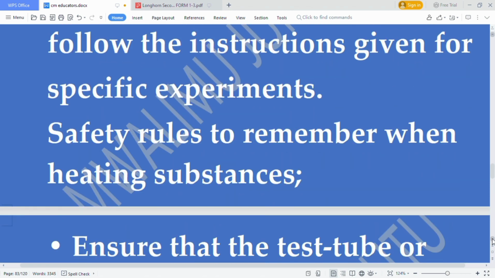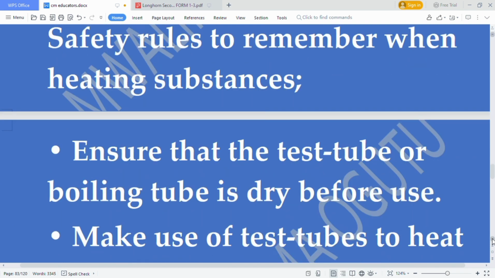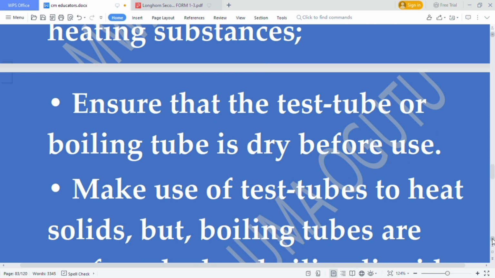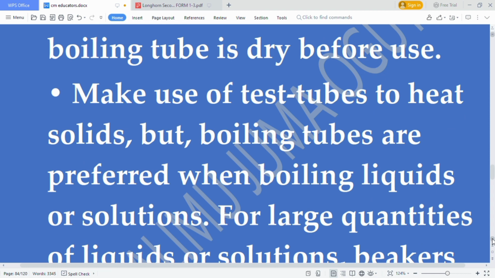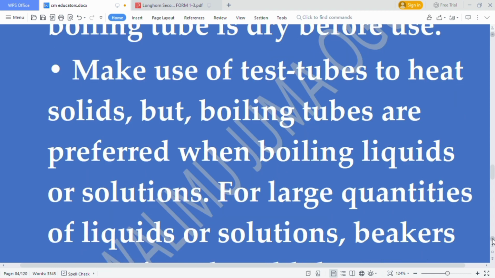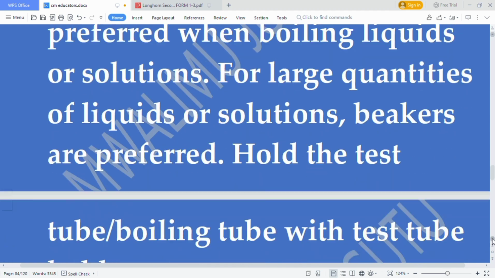Ensure that the test tube or the boiling tube is dry before use. 2. Make use of test tubes to heat solids, but boiling tubes are preferred when boiling liquids or solutions, and for large quantities of liquids or solutions, beakers are preferred. Then we hold the test tube or the boiling tube with test tube holders.